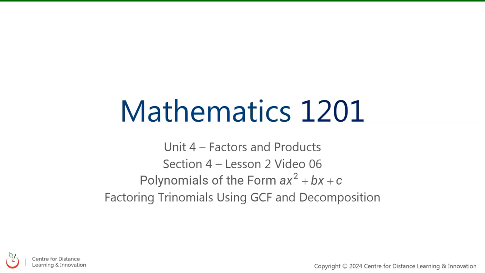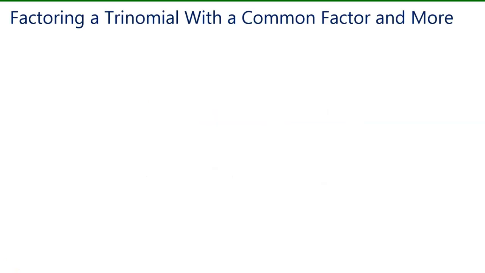In this video, we will be factoring trinomials of the form ax squared plus bx plus c using a greatest common factor and decomposition. Let's factor a trinomial with a combination of techniques. Let's factor 12x squared subtract 104x subtract 36.